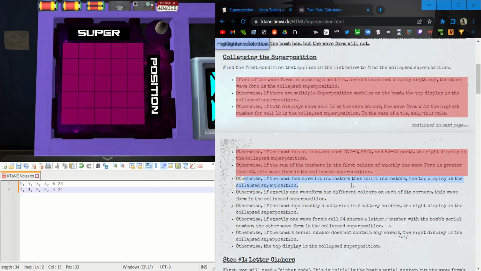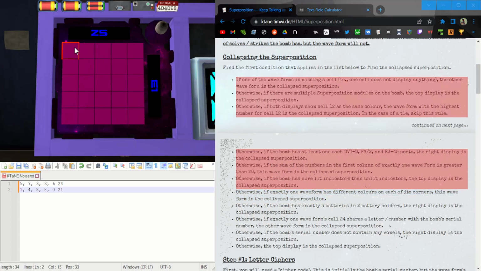The bomb has more lit than unlit indicators. We have no indicators, so that's not true. If exactly one waveform has different colors on each of its corners, basically meaning all 4 corners are a different color in exactly one of them. So let's take a look. For the top display we have blue. Oh yeah, this status light. This is how you'll be submitting the module, but we'll get into this later.